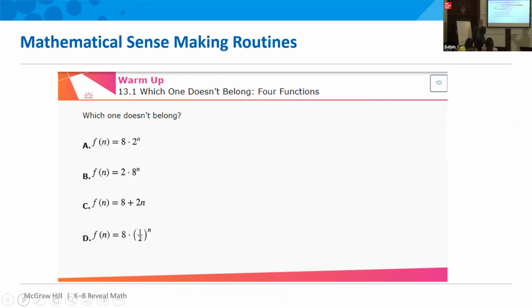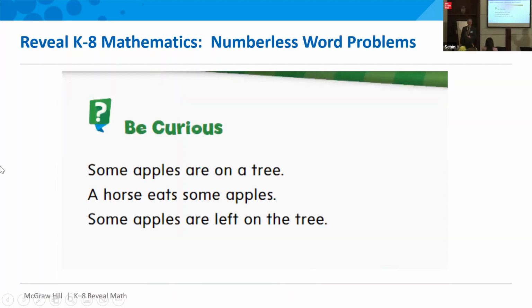This is a numberless word problem, okay? This is actually 1st grade, looking at subtraction. And in this one, some apples are on a tree. A horse ate some, and some apples are left on a tree. So as my 1st grade students, I want you to draw the 2 trees. So think what they have to do. Which tree is the before tree? And which tree is the after tree?